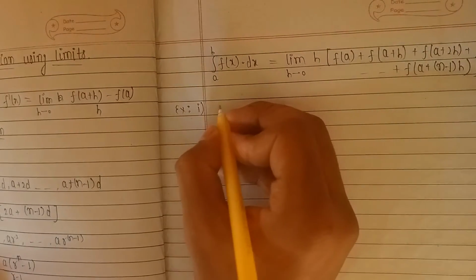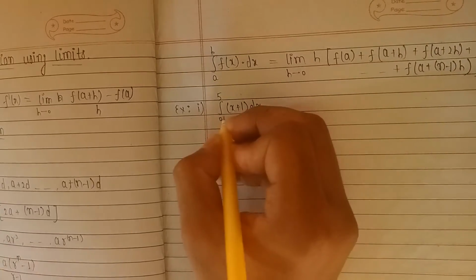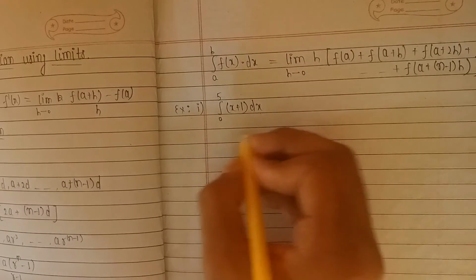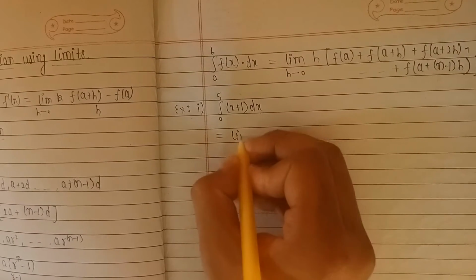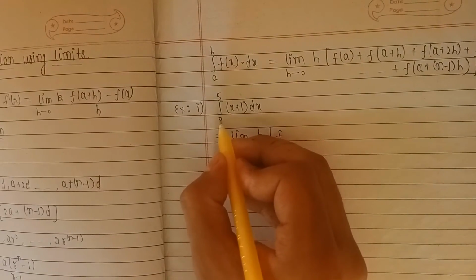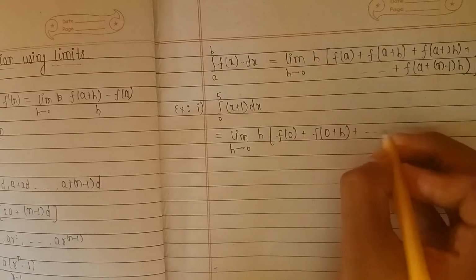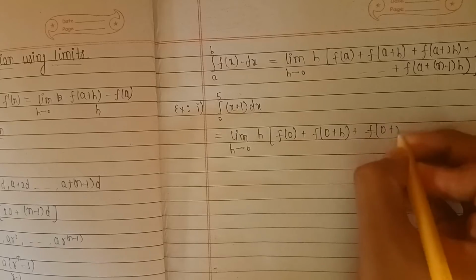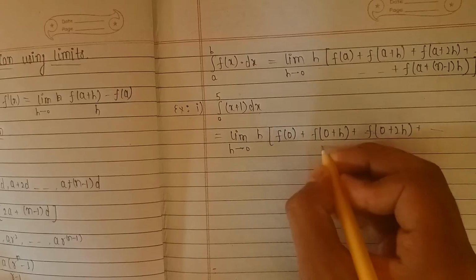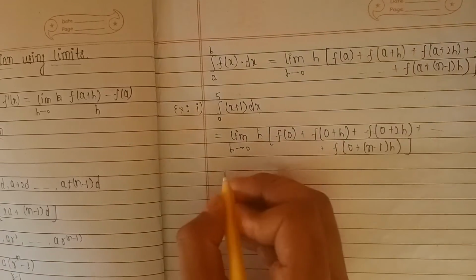So let us take an example. We will require to integrate the function x plus 1 from 0 to 5. So here we can see that f of x equals x plus 1. Using our formula we get limit h tending towards 0, h times f of a, where a is 0, f of a plus h will be 0 plus h, f of 0 plus 2h, up to f of 0 plus n minus 1 into h.